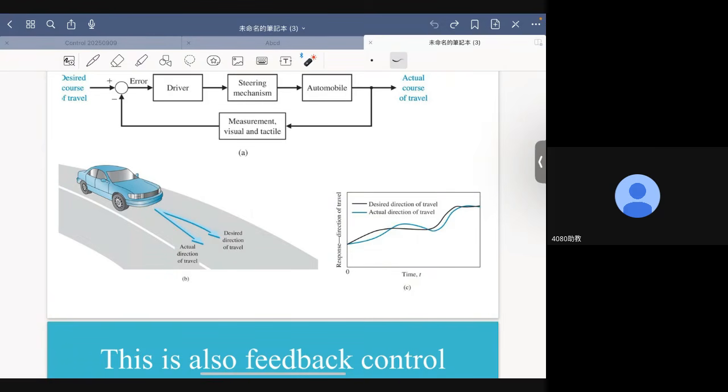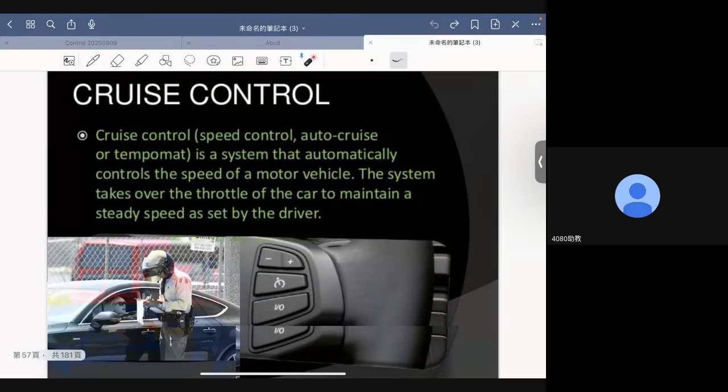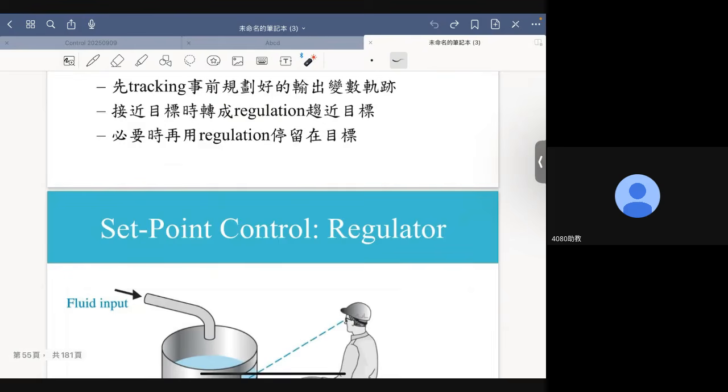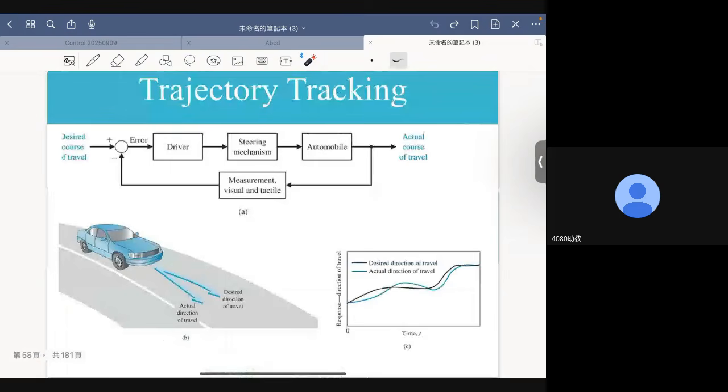For this course, the focus will be on regulation. Why? Because it's much more fundamental. But do not underestimate the importance of the regulation problem. It is super important, and it is the basic building block for tackling the more complex tracking problem, all right? But you have to have an idea whether the set point is constant or not constant.